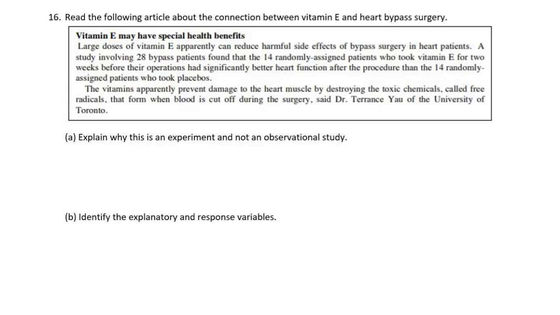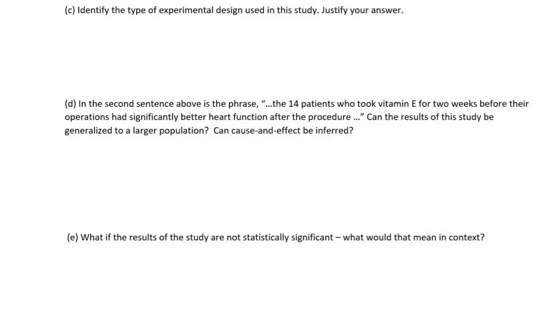I see some things that I'd be circling right now if this was on a test. Does anybody see any words that they'd be circling? Randomly assigned. I would want to circle that because that's going to be important as we're answering questions about this. The vitamin apparently prevents damage to the heart muscle by destroying the toxic chemicals called free radicals that form when blood is cut off during the surgery, said Dr. Terence Yao of the University of Toronto. Identify the type of experiment design used in this study. Justify your answer is part C.